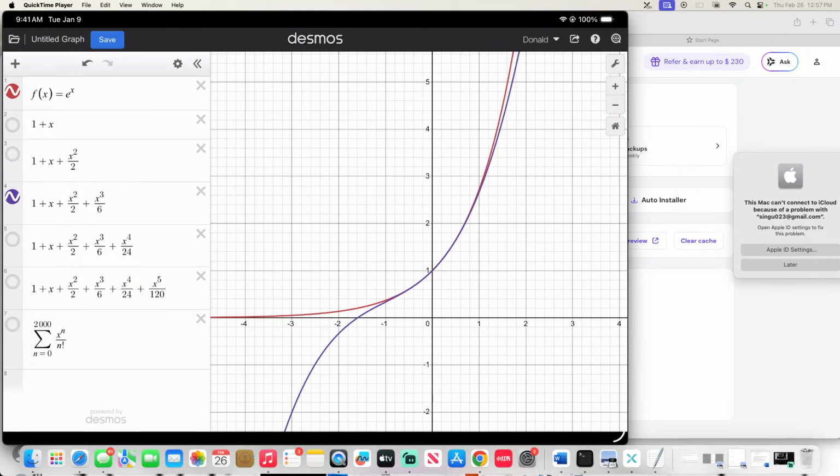If I go with more, guess what? Very accurate all the way to -1. If I go more, it's going to be very accurate all the way to even close to -2. Now, what if we do it 2,000 times? If I do it 2,000 times, that means x to the 2,000 over 2,000 factorial. That means you add up every single term like that, and you're going to get this.